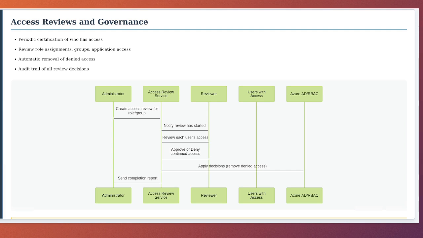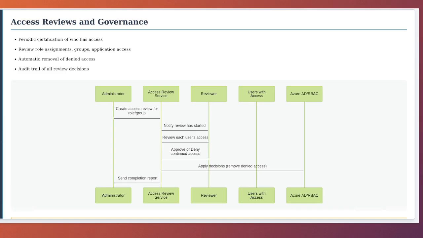Access reviews integrate with privileged identity management for reviewing eligible role assignments. You can periodically review who has eligible access to privileged roles, ensuring that only users who need the ability to elevate their permissions maintain that access. This is particularly important for roles like Global Administrator or Owner on production subscriptions, where you want to ensure the list of eligible users is current and justified.